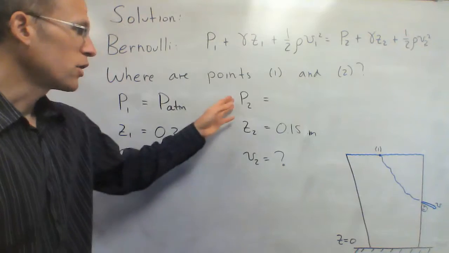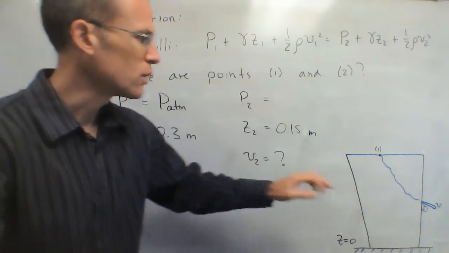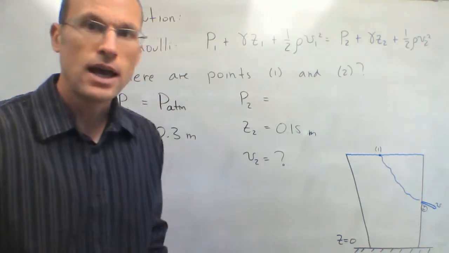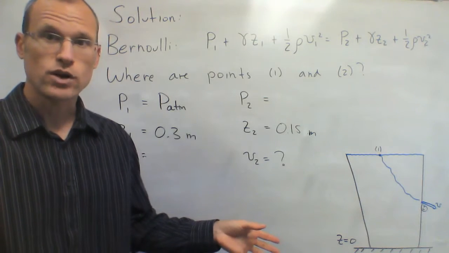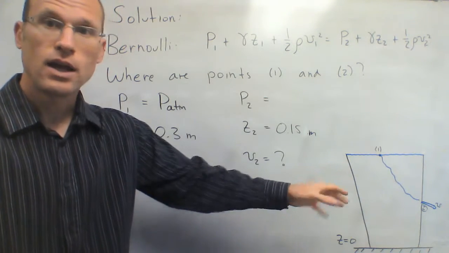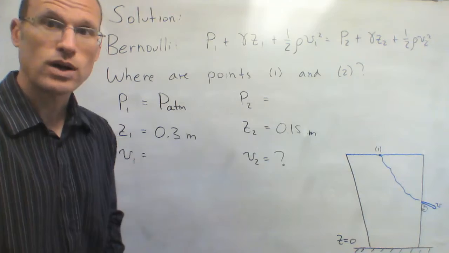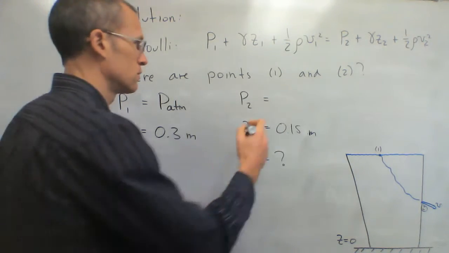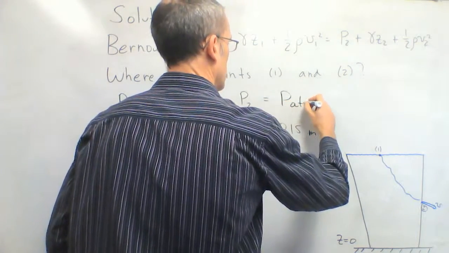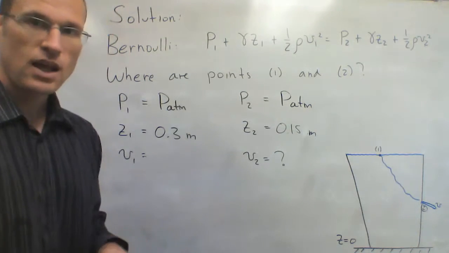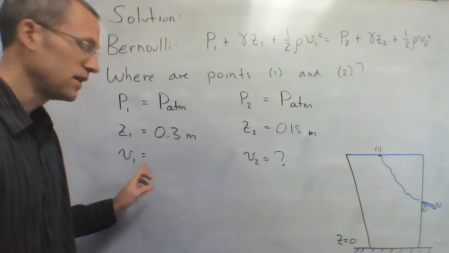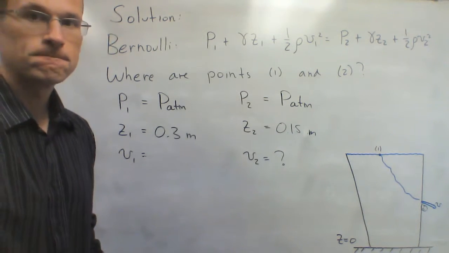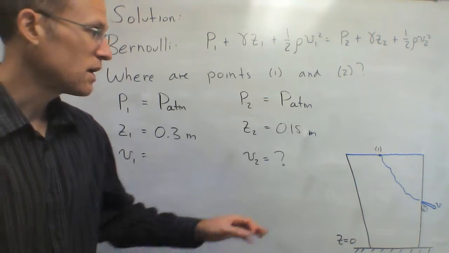I want to know P2 as well. So I want to know what pressure at 2 is. Again, this is the external pressure, so whatever pressure outside of the fluid is, again, open to the atmosphere. So this guy as well is going to be atmospheric pressure. Then last thing you need to know is V1. So V1, what is my velocity at this point here?